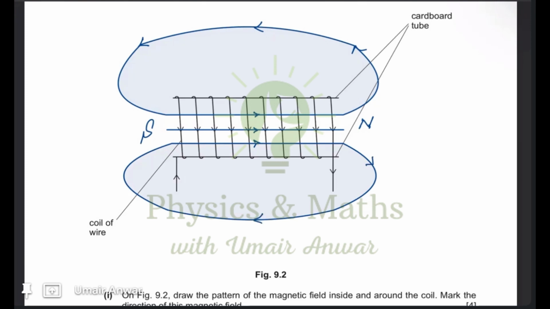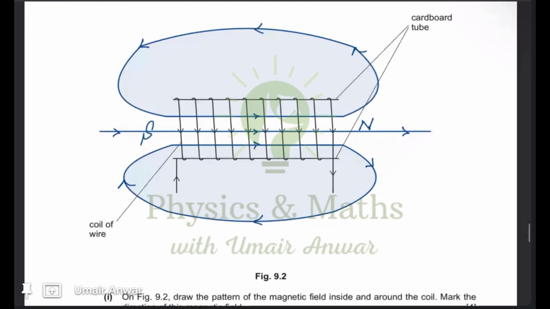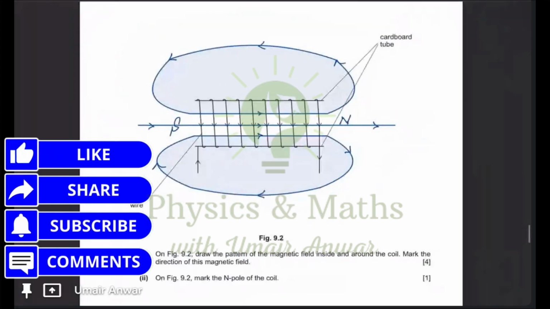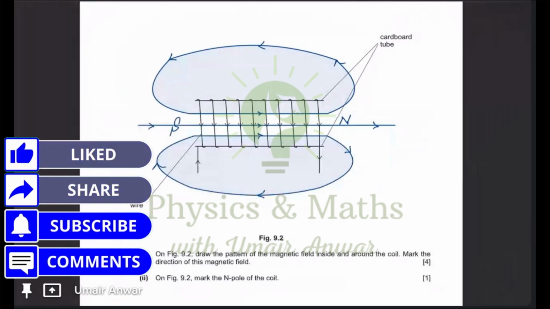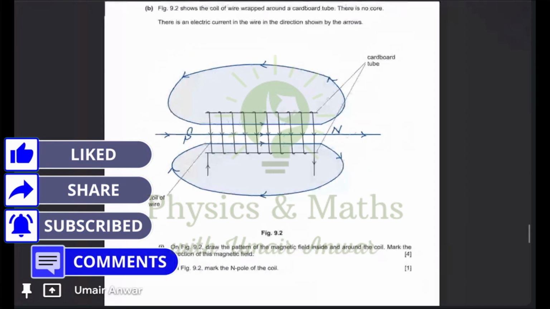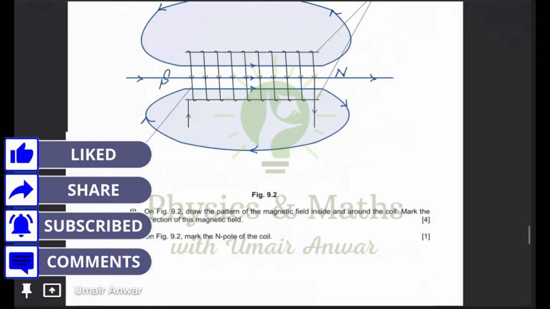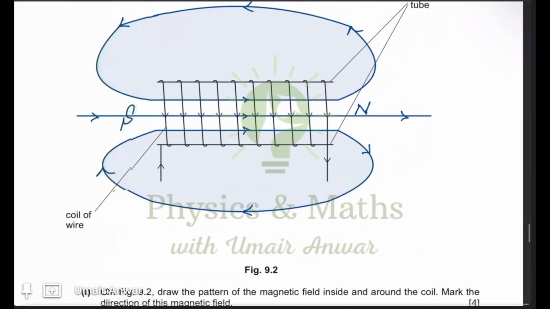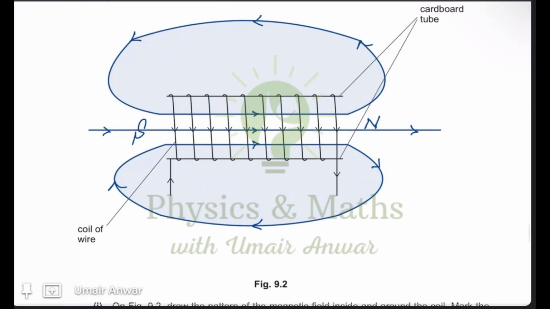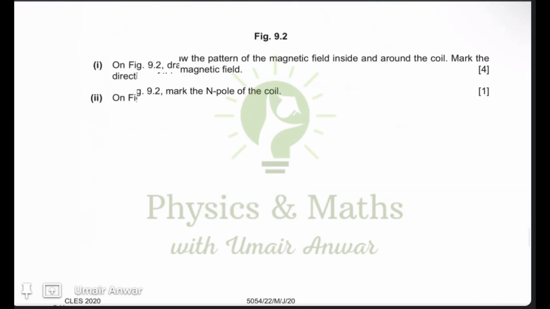So this would be the direction for this loop, and this line should be continued straight because it is exactly at the center, and the arrows would show the direction of the magnetic field. So if we draw at least two loops and three lines within the coil, then the pattern of the magnetic field is completely explained, and we have also marked the north pole over here.